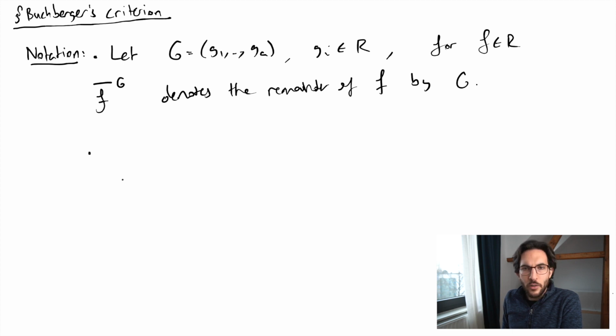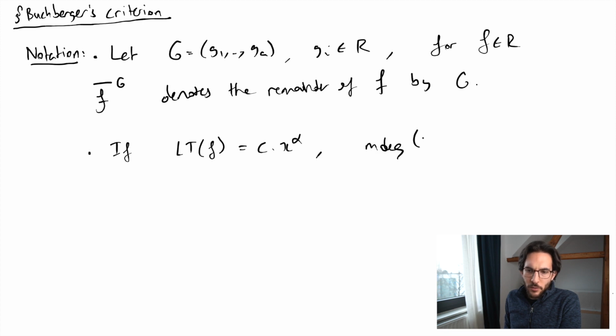Also, let's make it easier to refer to the leading monomial of a polynomial. If the leading term of f is a non-zero constant times x to the alpha, then we write the multidegree of f to be alpha.